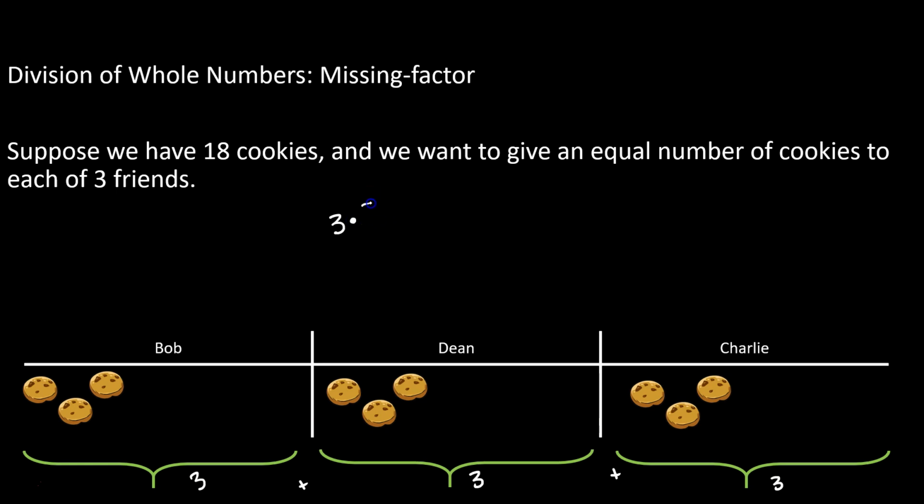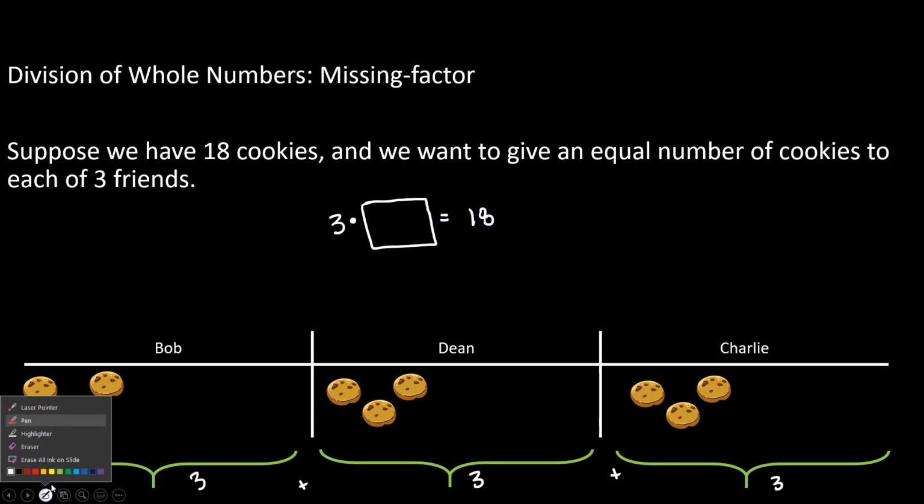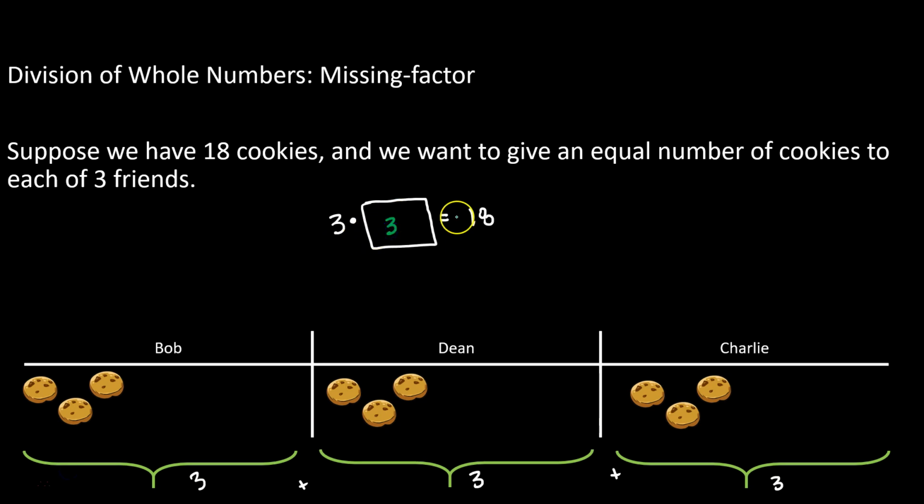I'm going to use a dot to represent multiplication. We don't know what goes in this box. We're guessing and checking along the way. So if we had guessed 3, we would say that this is not a true statement because 3 times 3 is not equal to 18. So that's probably not the right answer. So instead of giving up, we use our guess to make a better guess. We know 3 times 3 is 9, and that's too small. So we probably need to give everybody more cookies, not fewer cookies.